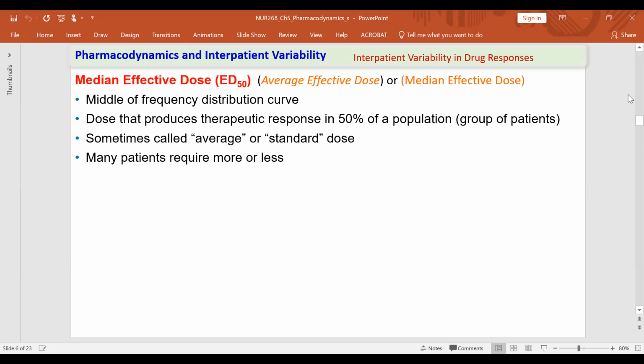So the ED50, which is the dose that will produce a predefined intensity of response in 50% of the population. So that's the dose at the middle of the curve, termed the ED50, which is the dose that will produce a predefined intensity of response in 50% of the population.